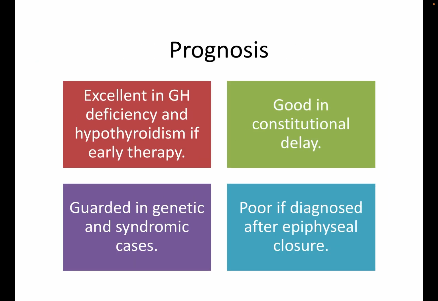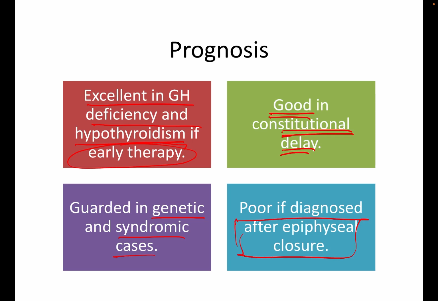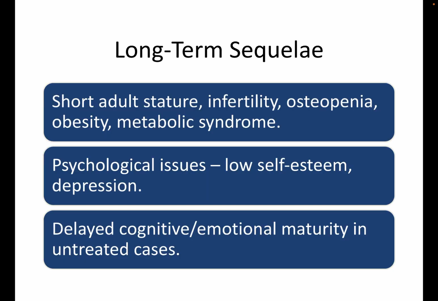So coming to prognosis, it is excellent in growth hormone deficiency and hypothyroidism if early treatment is initiated. It is quite good in constitutional delay, where the height will catch up after attaining puberty, though it might be delayed. It is guarded in genetic and syndromic cases and poor if diagnosed after the epiphyseal closure has occurred. Long-term sequelae may be short adult stature, infertility, osteopenia, obesity, metabolic syndrome, psychosocial issues like low self-esteem and depression, and delayed cognitive and emotional maturity in untreated cases.